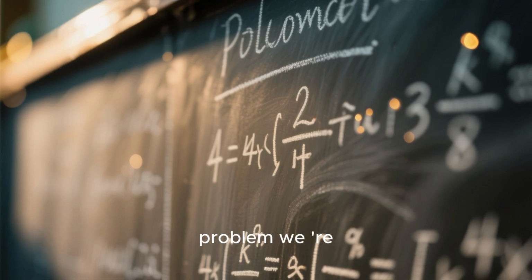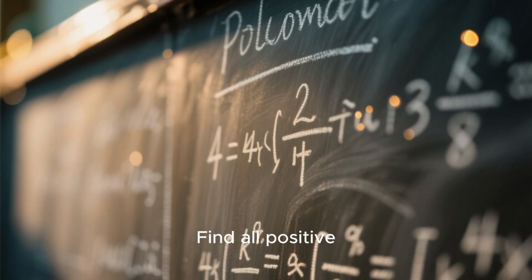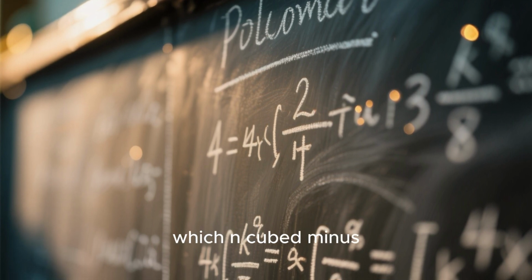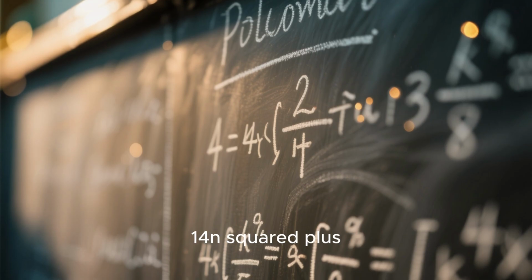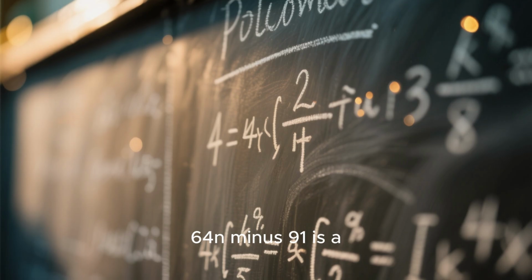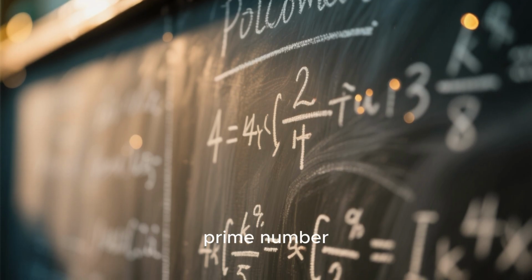Here's the problem we're going to tackle. Find all positive integers n for which n cubed minus 14n squared plus 64n minus 91 is a prime number. Wow, that's a mouthful.